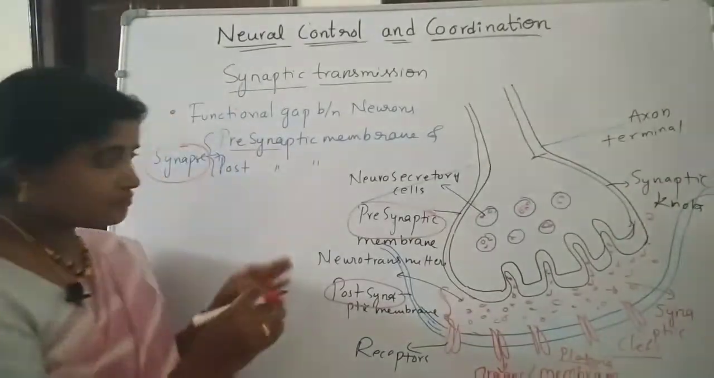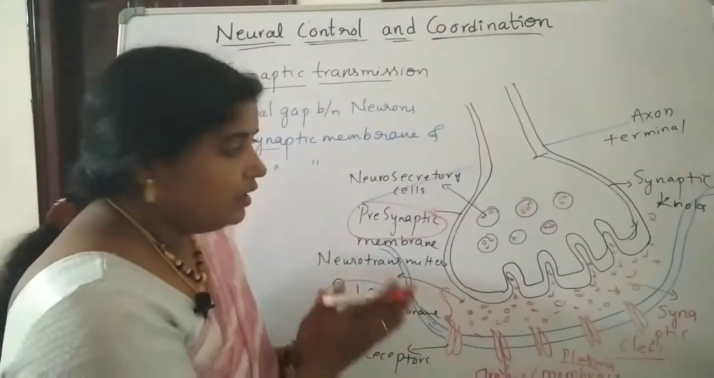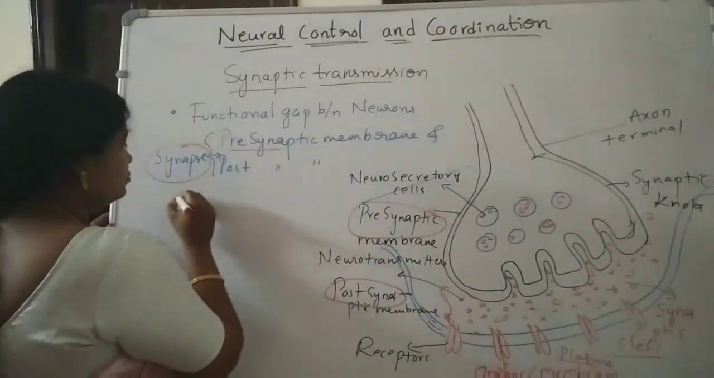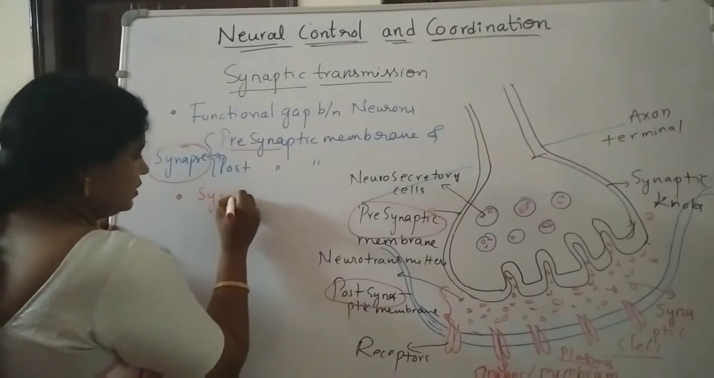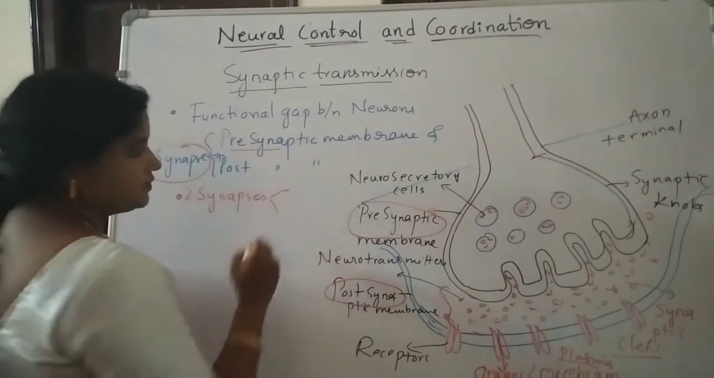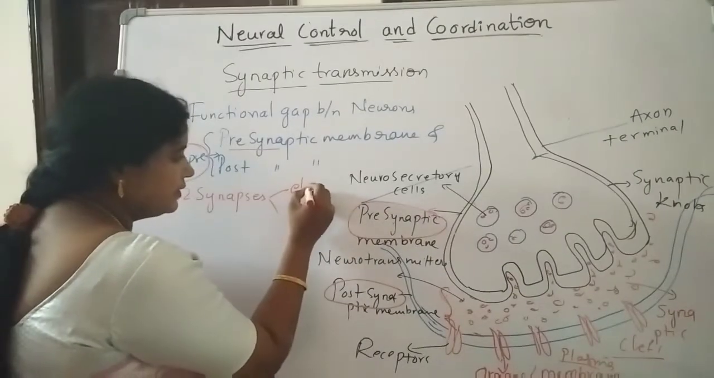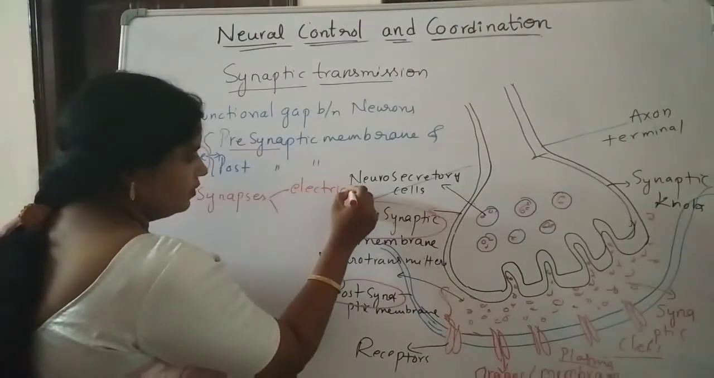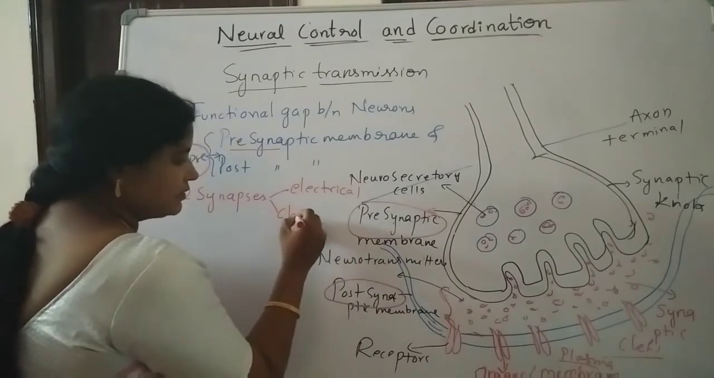Now, normally these nerves are going to produce two types of synapses. What are the two types of synapses? One is the electrical synapse, and another one is the chemical synapse.